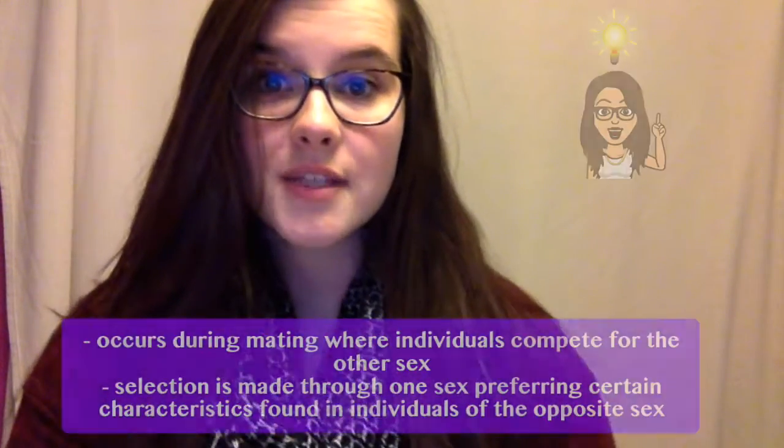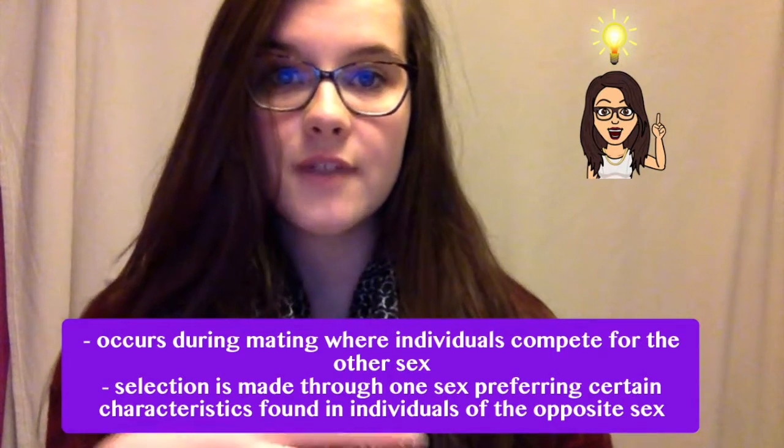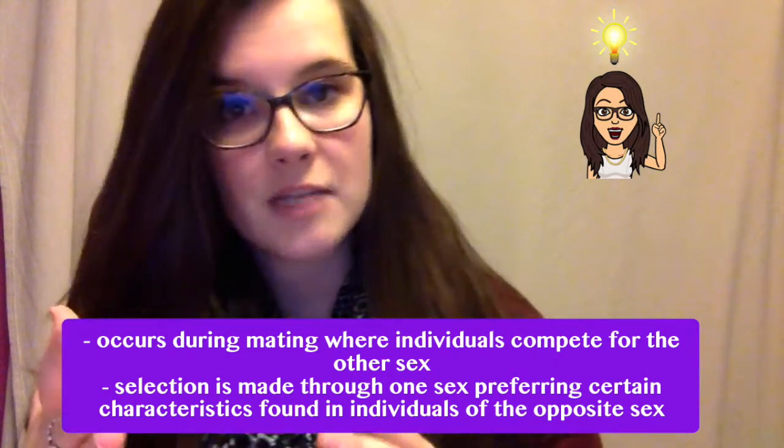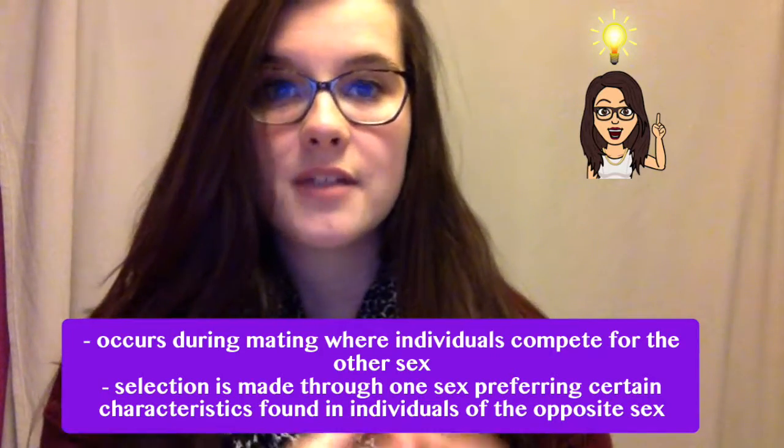Our third and final evolutionary process for this video is sexual selection. Sexual selection occurs during mating, where individuals compete for the other sex, and selection is made through one sex preferring certain characteristics found in the opposite sex. For example, in some fish species, the male has brighter spots to attract the female, so the female fish would select her mate based on the male with the brighter spots.